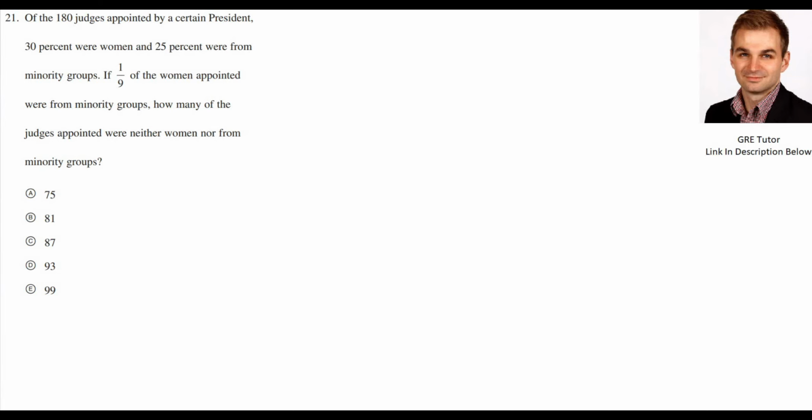Okay, so let's do the problem. So it says of the 180 judges appointed by a certain president. Okay, so there are 180 judges. 30% were women. 25% were from minorities. Okay, so that's kind of our information.